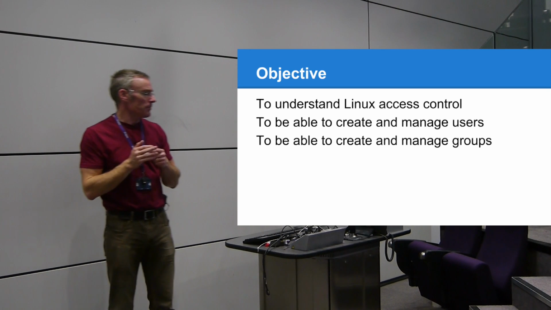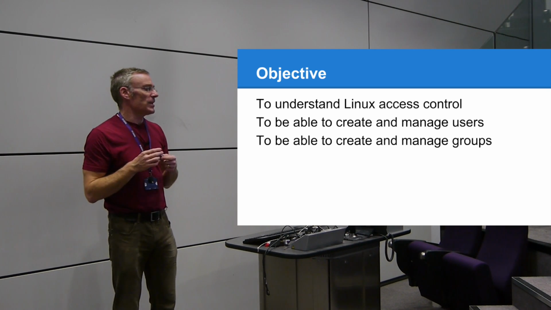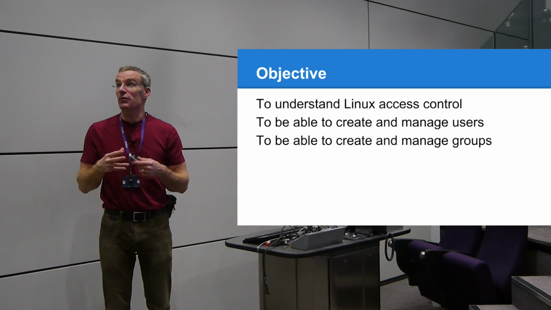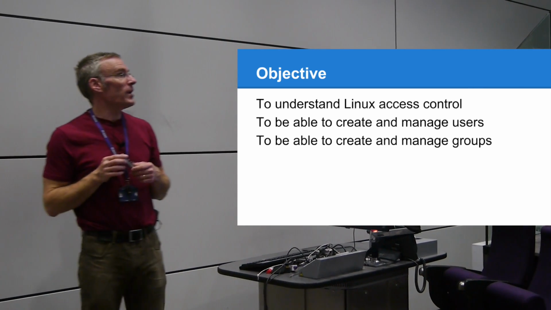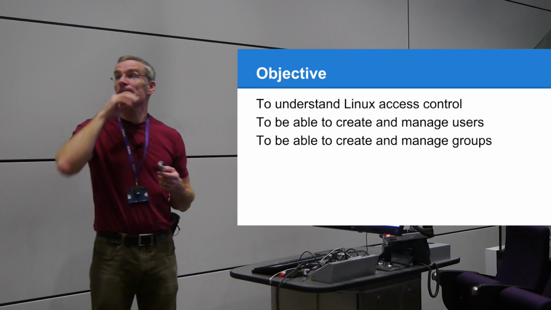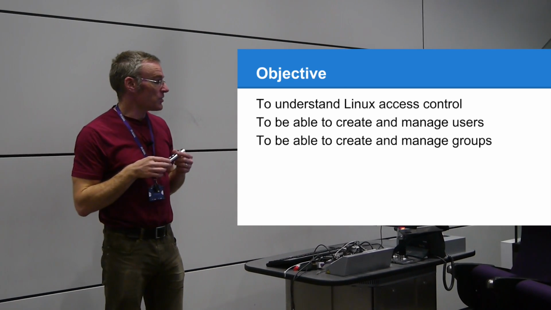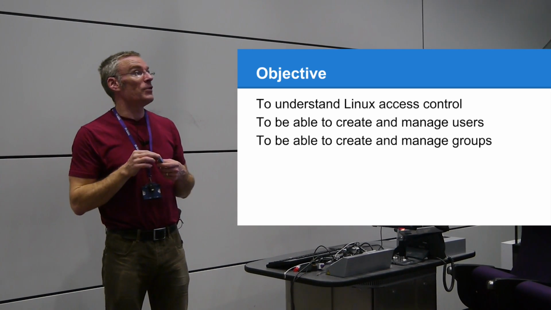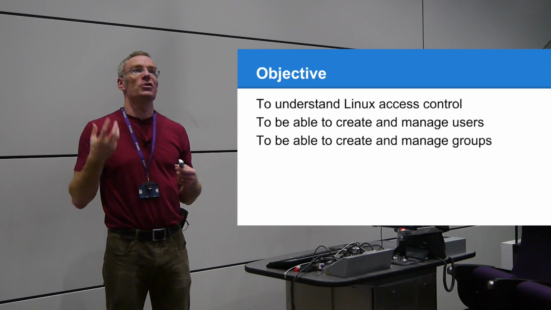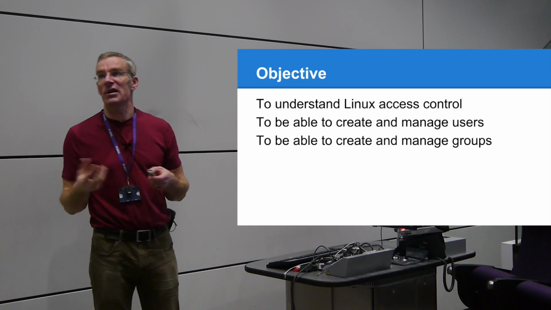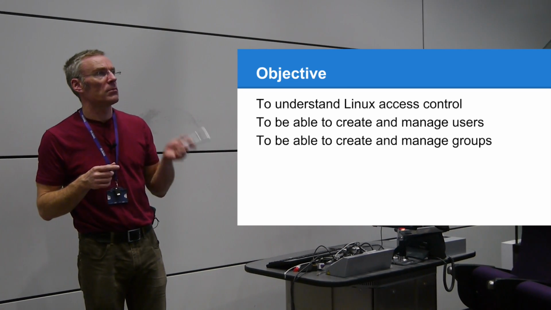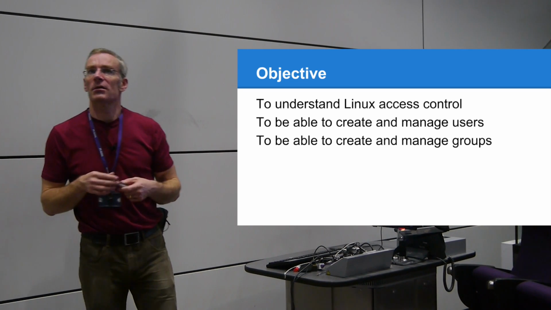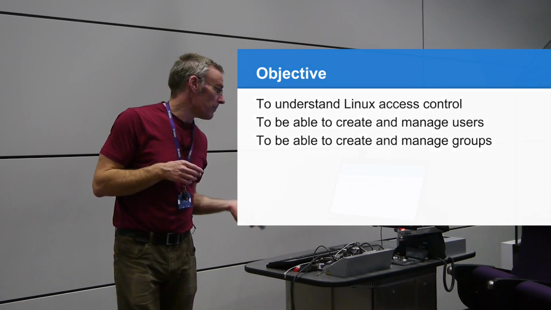So 3 objectives. To be able to understand how Linux controls access to files, because remember that's all it is, it's basically a text-based system. To create and manage user accounts. And finally, to create and manage groups. And the concept of a group in Linux and Unix is fundamental to the way that we work. And if you don't get groups, you won't be able to cope with the 4th task, and probably struggle with the 3rd one.